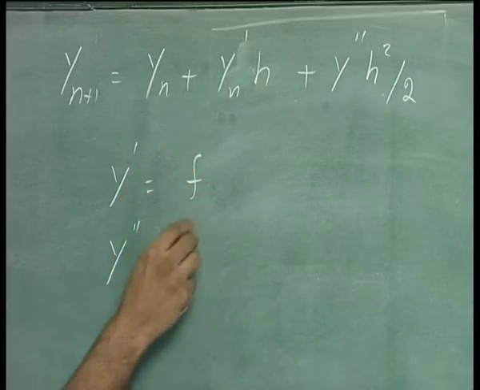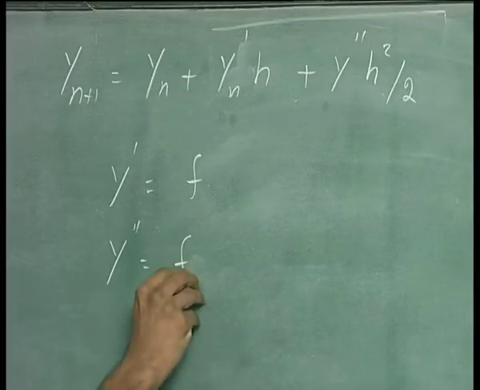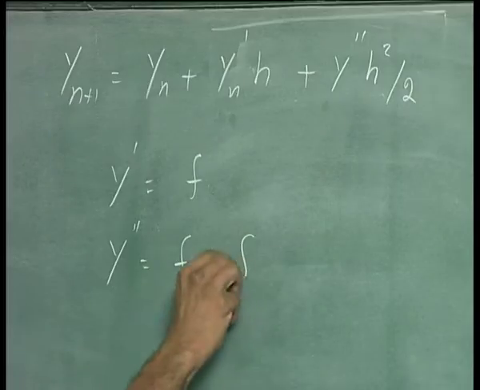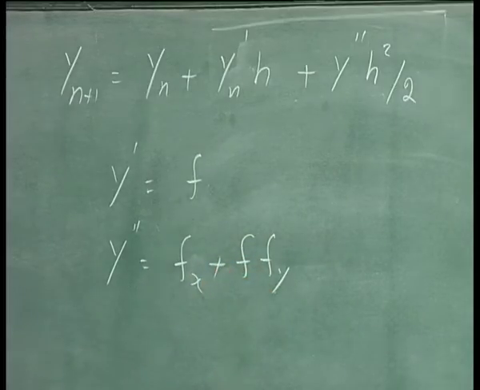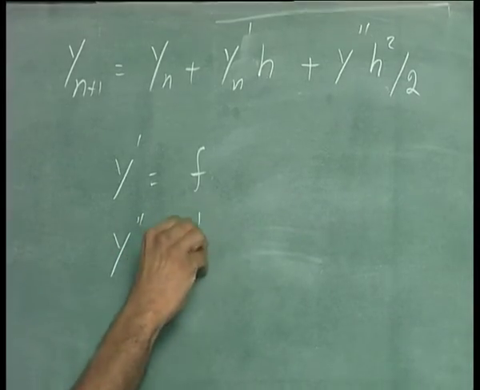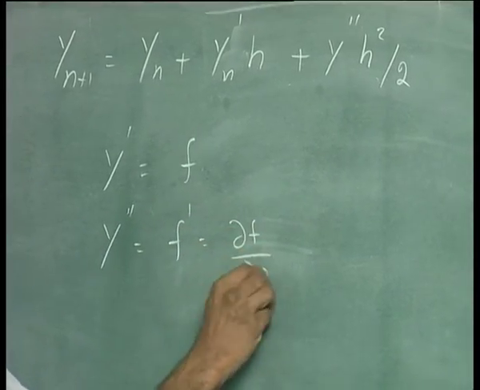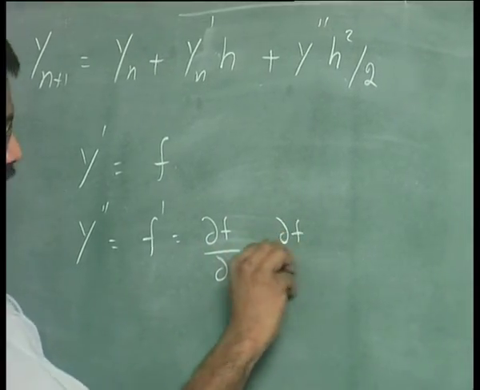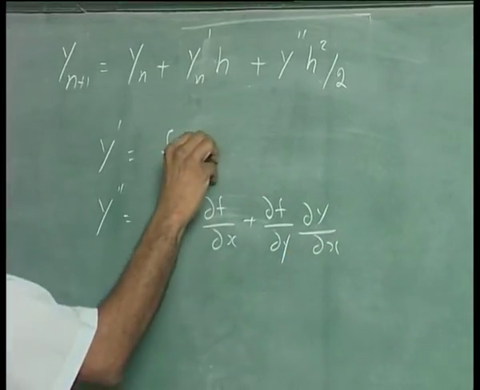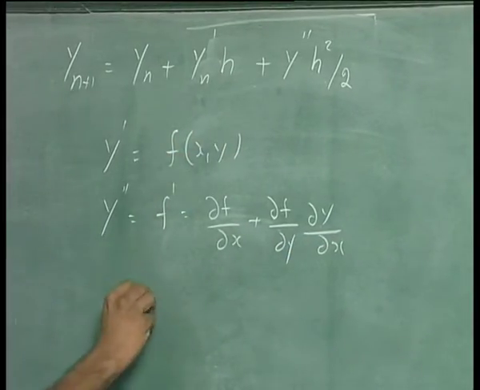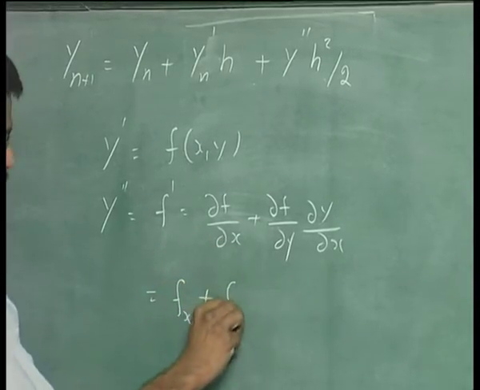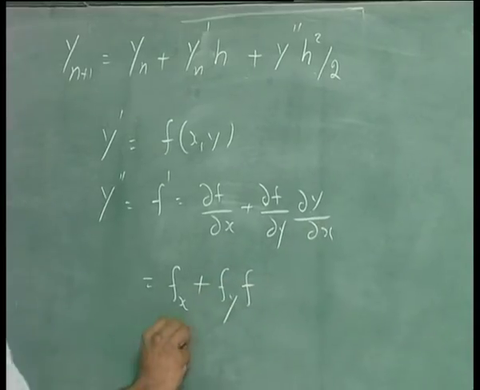So we have two terms. One is f_x, that is the derivative of this function with respect to x, and the other term would be f times f_y. So I am going to write y double prime as f prime, as del f by del x, that's what I call one, and del f by del y into del y by del x. f is a function of both x and y, remember. So f_x is a notation for that, this notation is f_y, and that is f. Okay, so I have these two terms.